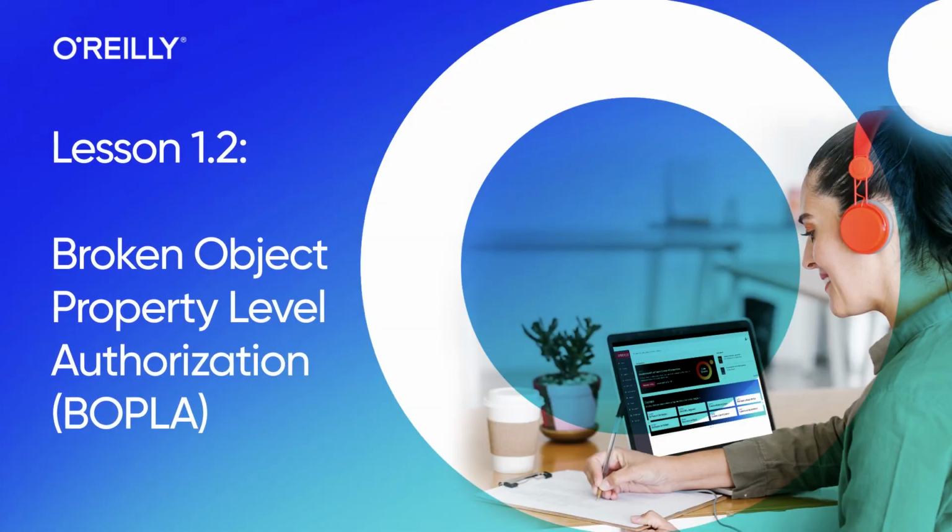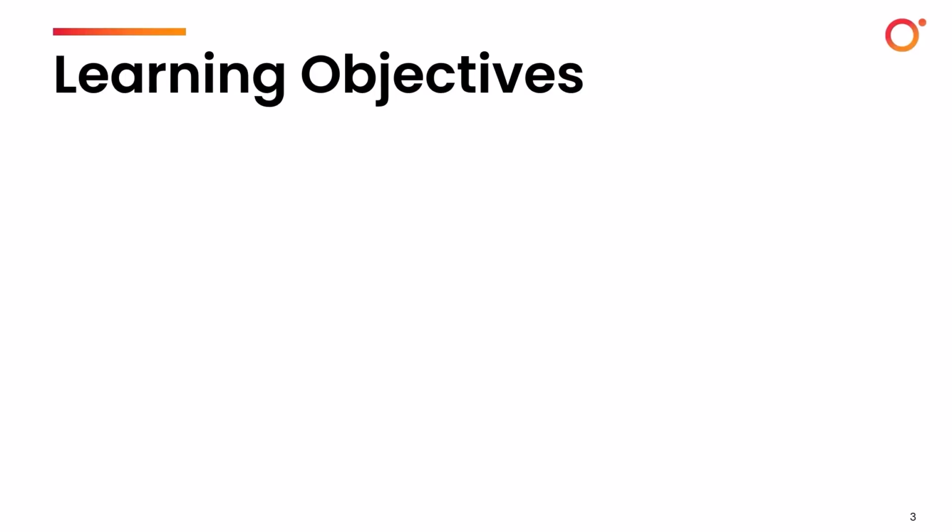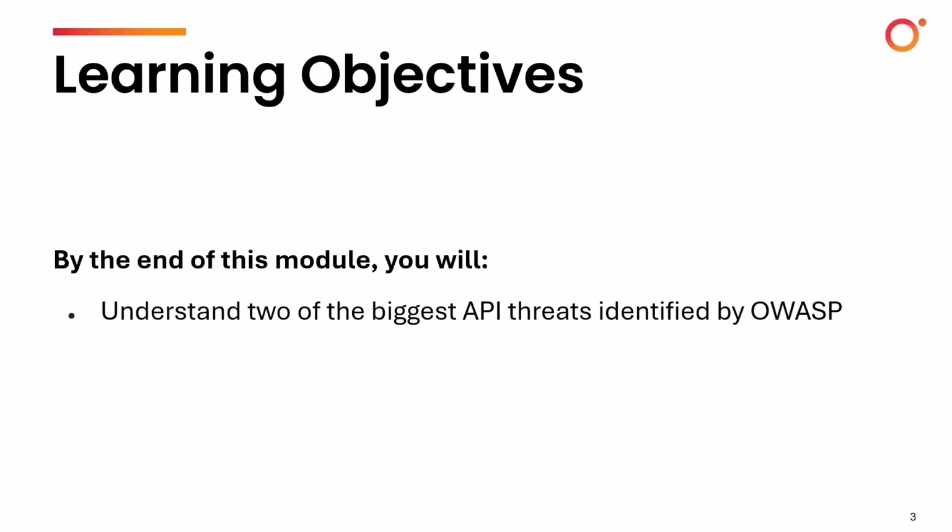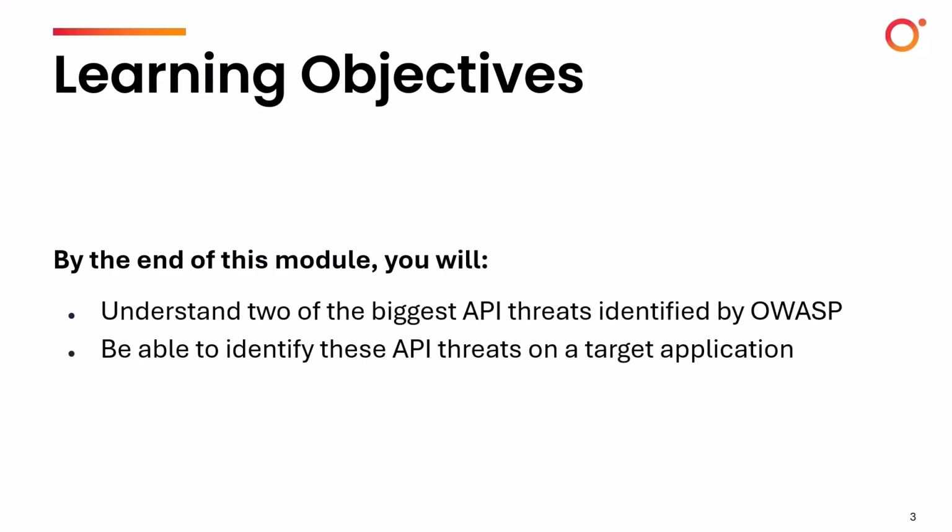Continuing our API Security Fundamentals course with Module 1, we're looking at some top 10 security risks. We are moving to BOPLA, Broken Object Property Level Authorization. So your learning objectives for this module include understanding two of the biggest API threats that have been identified by the OWASP Consortium. We want you to be able to identify these threats on a target application.